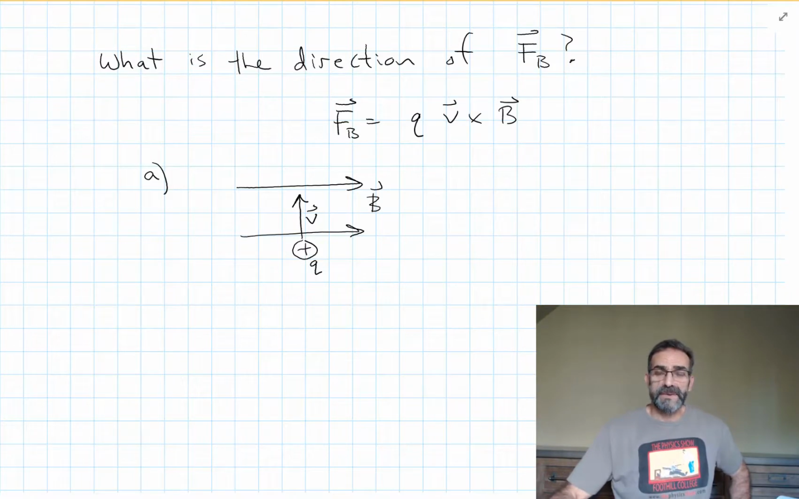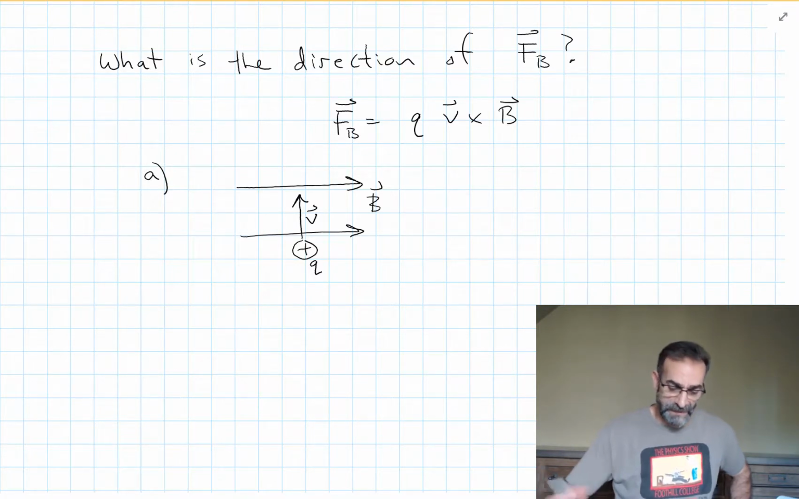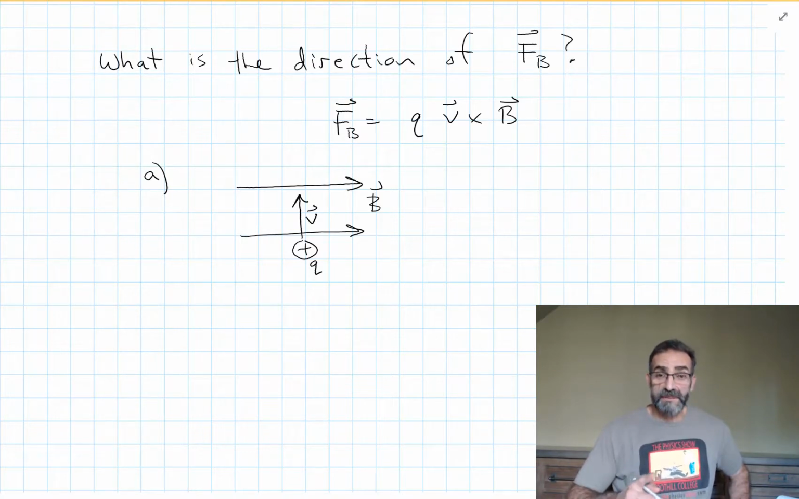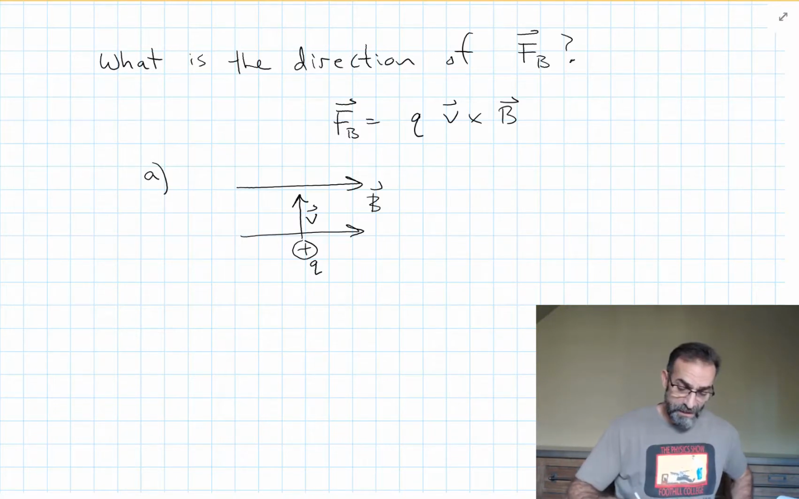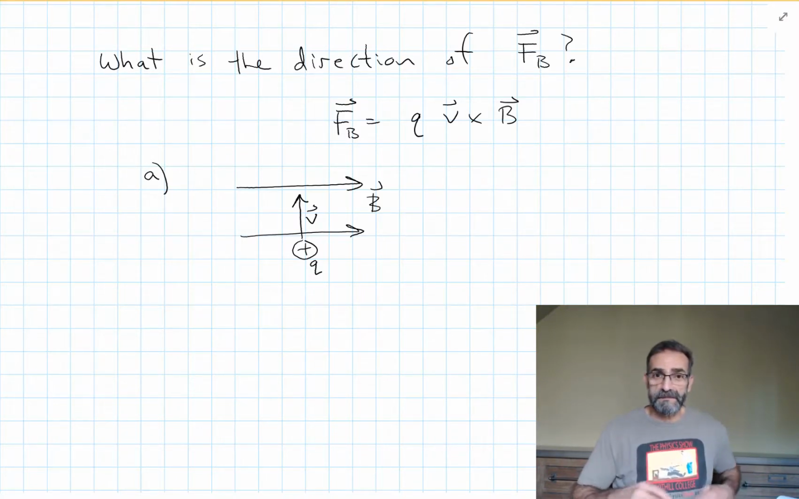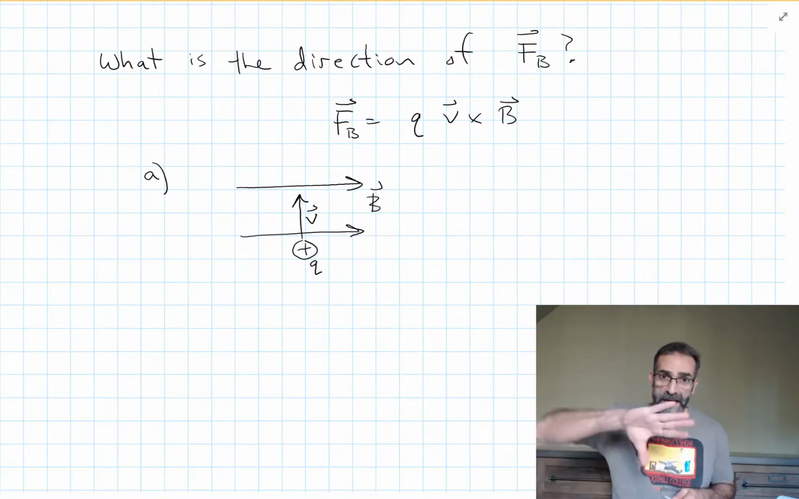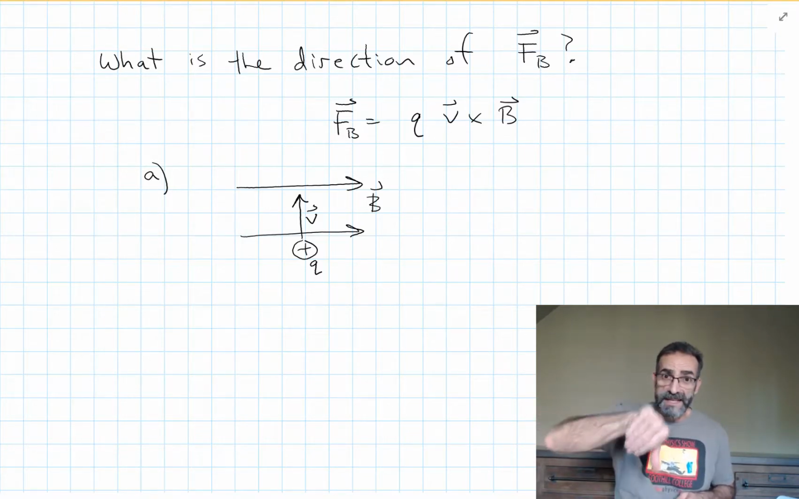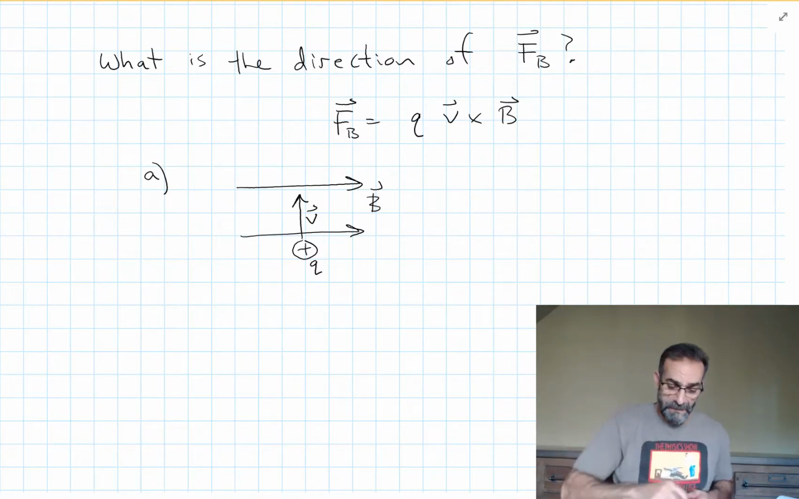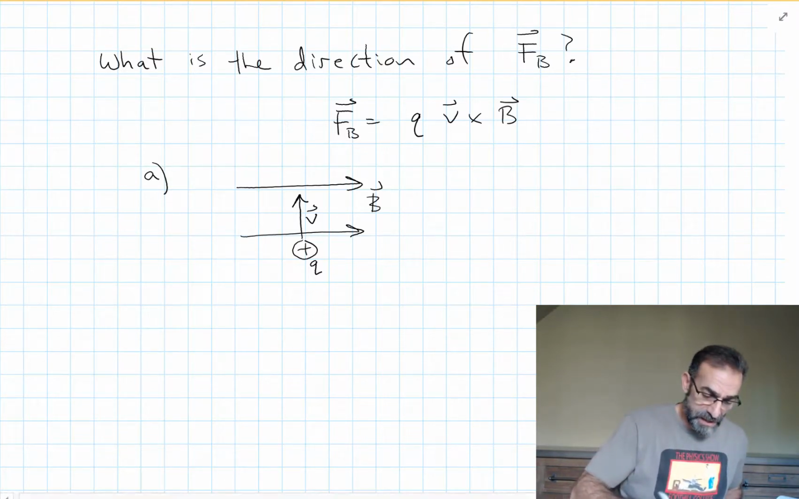Let's look at a few examples and see if we can determine the direction of the magnetic force on these charged particles moving in magnetic fields. In this case, I've got a positive charge moving toward the top of my page and a magnetic field pointing to the right. What direction is V cross B? I put my fingers in the direction of V and I roll them toward B, and in order to do that, my thumb has to point into the page, away from me. So V cross B is into the page, and Q V cross B is into the page.